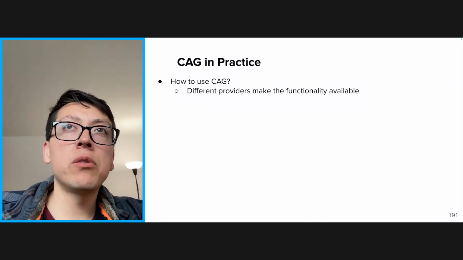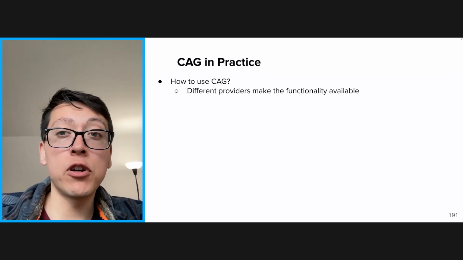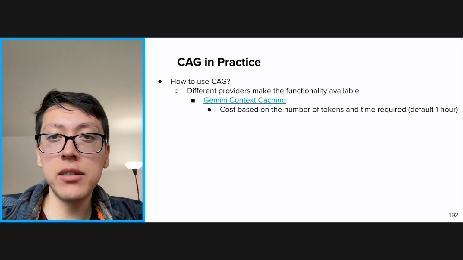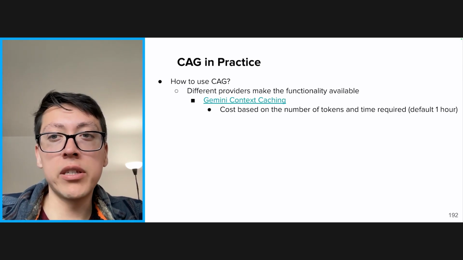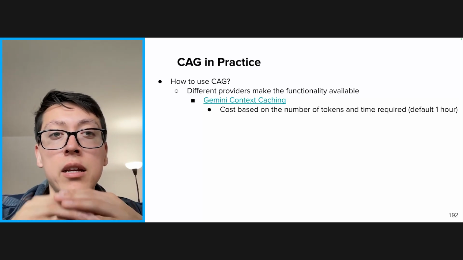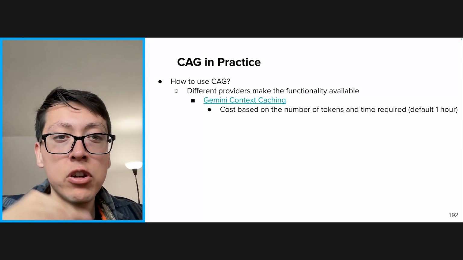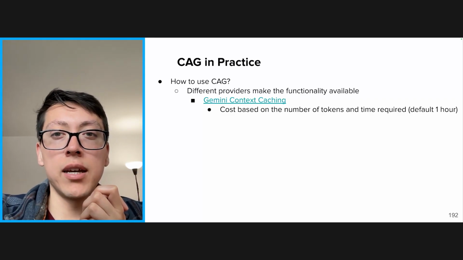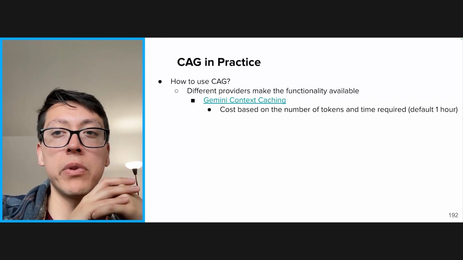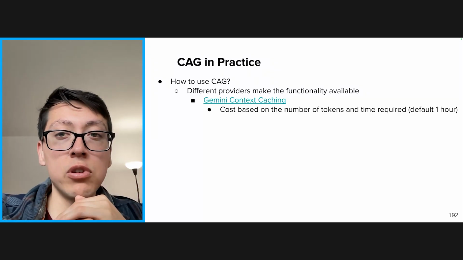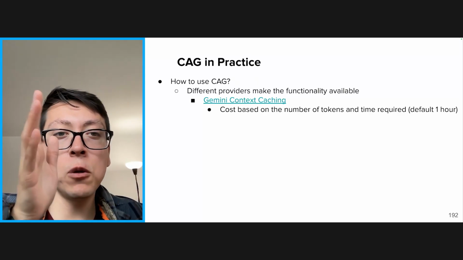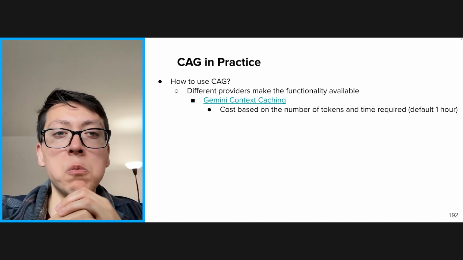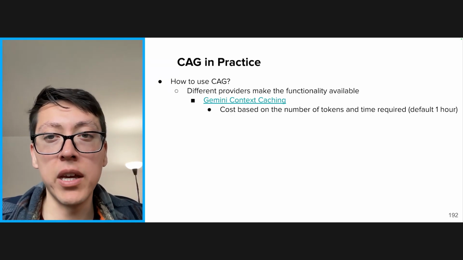Different providers make the functionality available. You have Gemini context caching. So, for example, if you have a specific number of PDF documents that you want to cache in the system, you can do so and just pay by the number of tokens in those documents. The default time that the content will be cached is 1 hour, but you can specify that in the API.